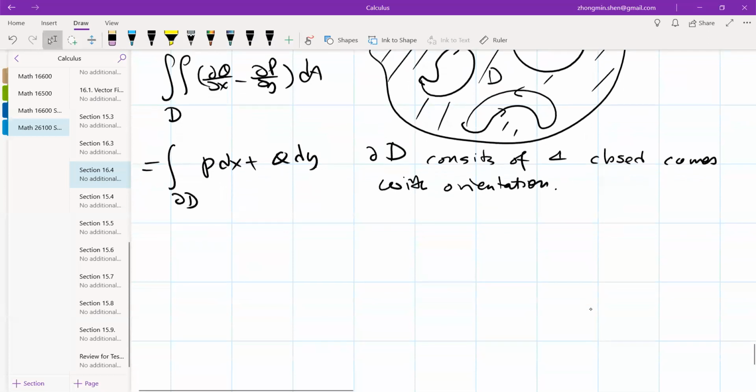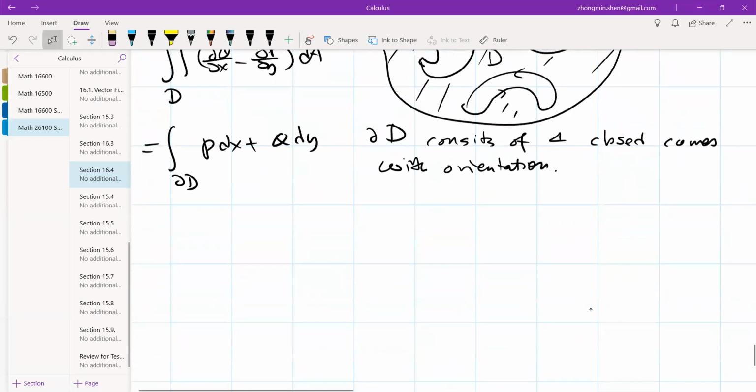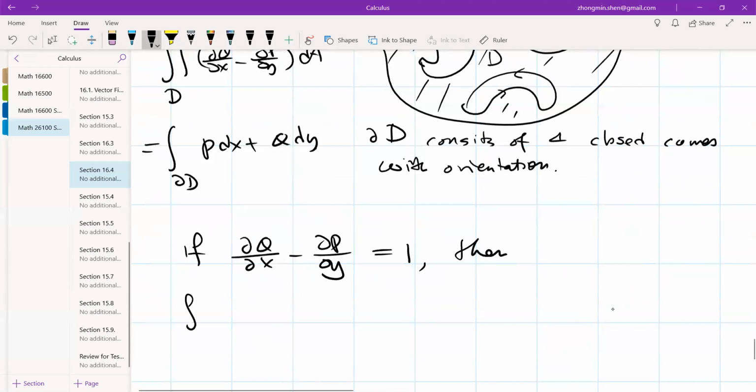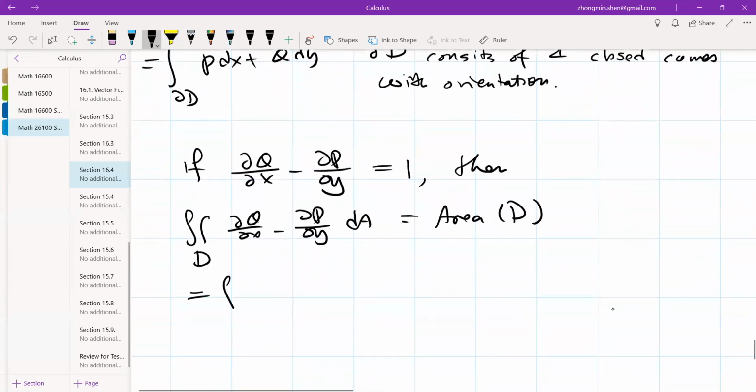So now let's look at the following case. So in particular, if P and Q satisfy this equation, then this double integral is just the area of the domain D, right? And this area of domain D can be given by this line integral.